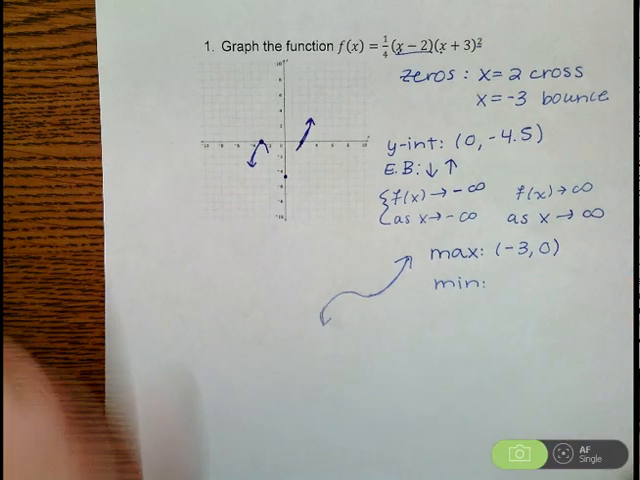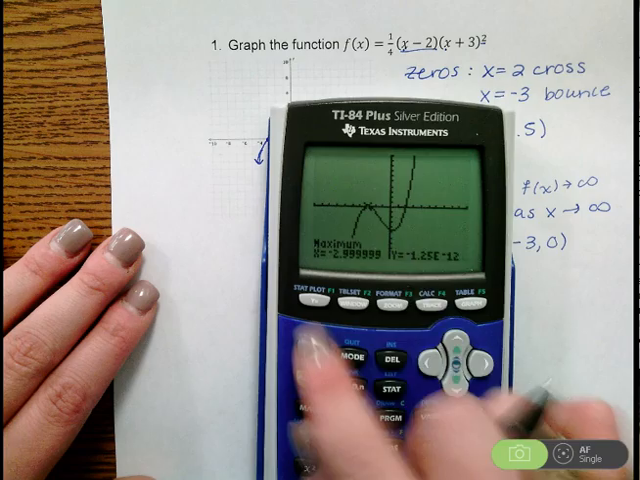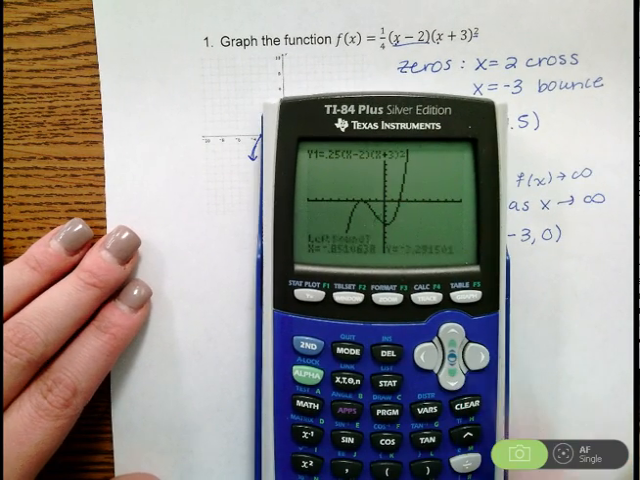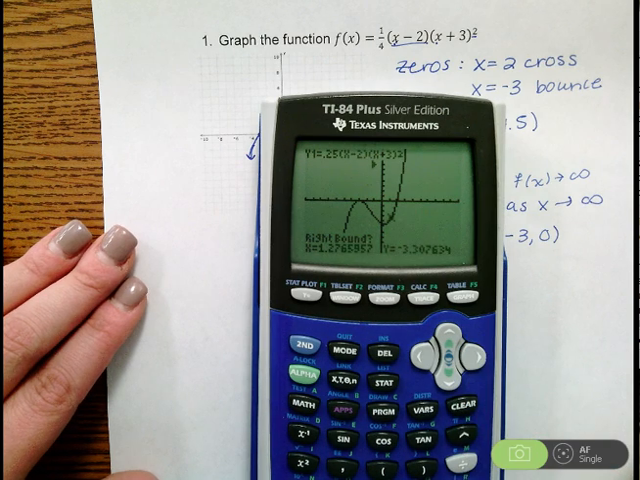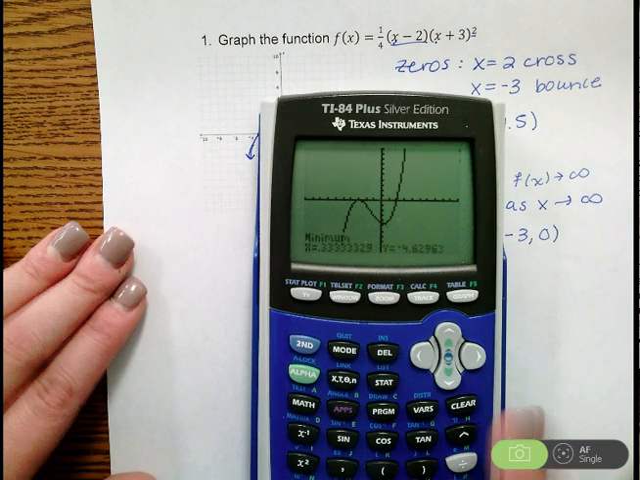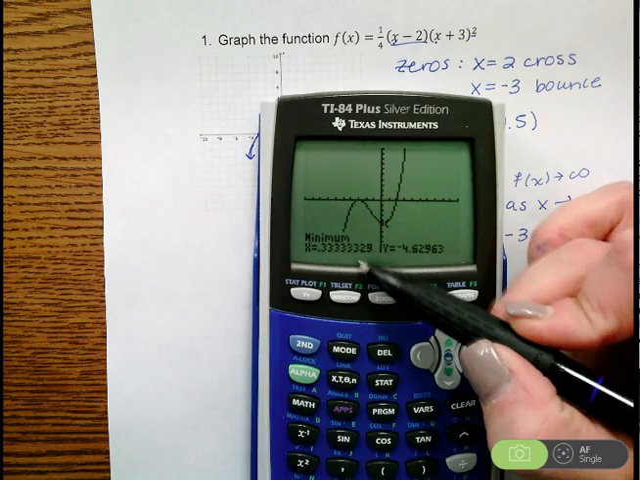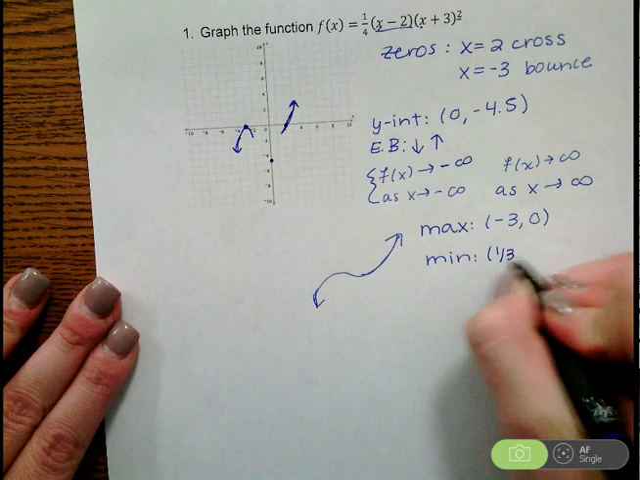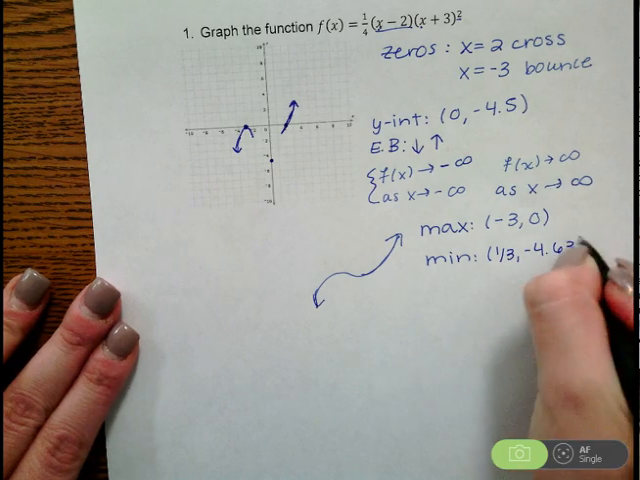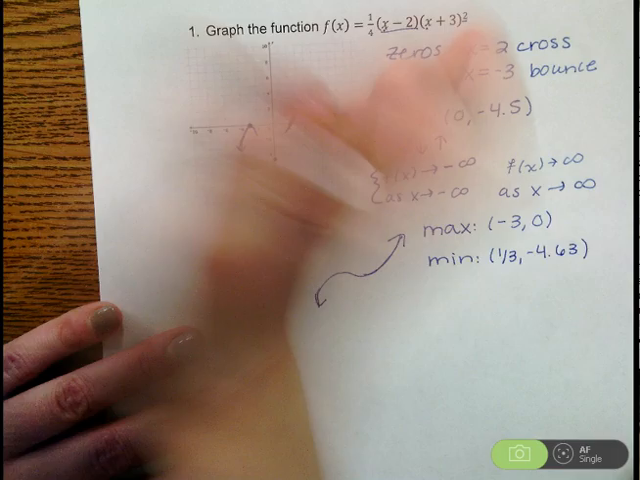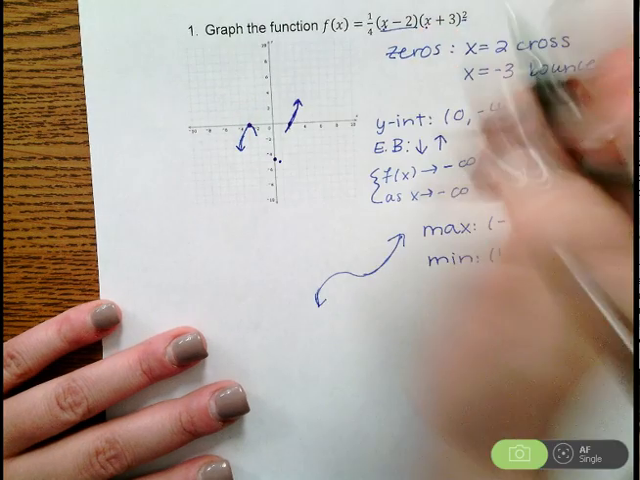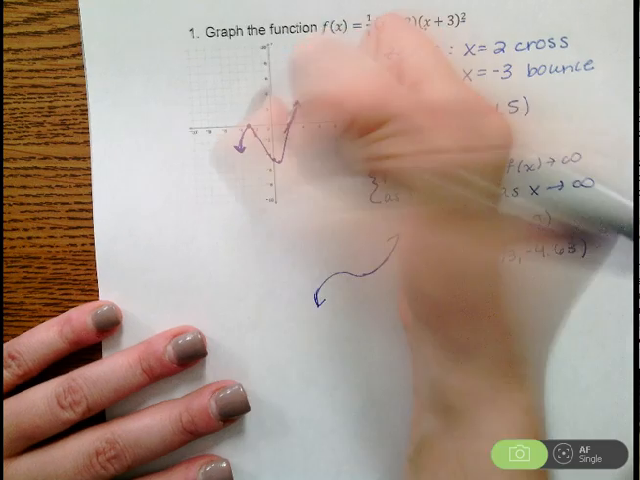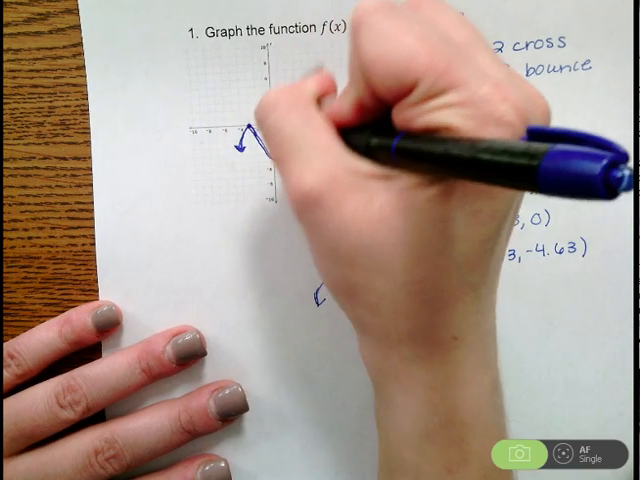The minimum, so let's go back to our graph. The minimum is right there. Let's find what that minimum value is. The minimum is going to be 1/3, negative 4.63. Okay, so that's the minimum, and we know that it occurs about right there. From here we have enough information. We know that this graph is going to look something like that. Yours might not be perfect, and that's okay. We have graphing calculators, so that's fine.